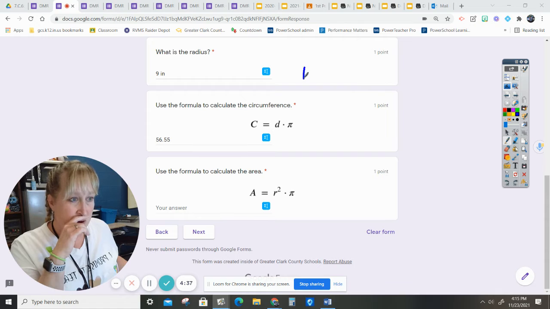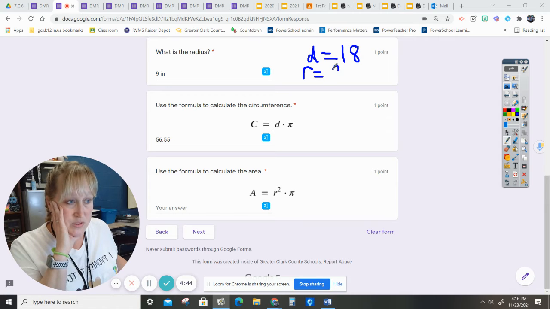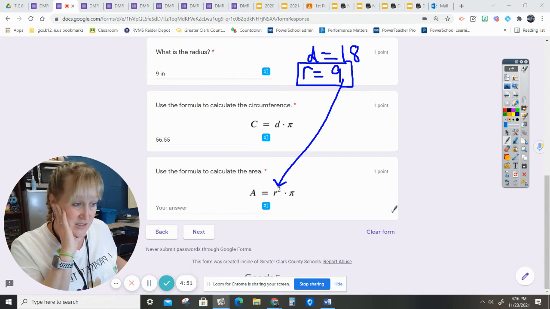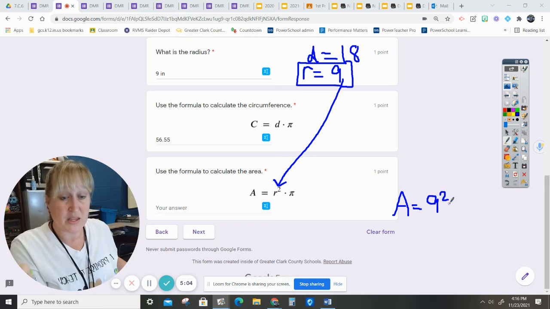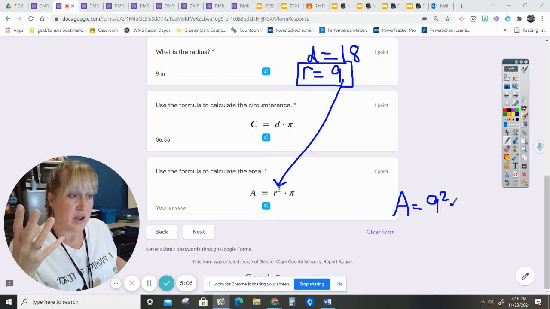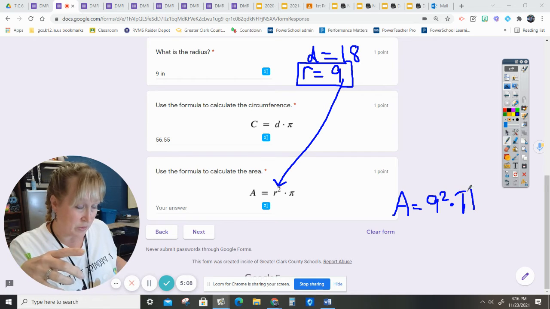Now, if we remember that our diameter was 18, that means our radius was 9. That's the reason why I have you write down both, because now it's asking for that. So area equals 9 squared. What does that mean? What's that little funny number right there mean? That means 9 times 9. It means I repeat that. That's called an exponent. So 9 squared, and I have to use the pi again, okay?